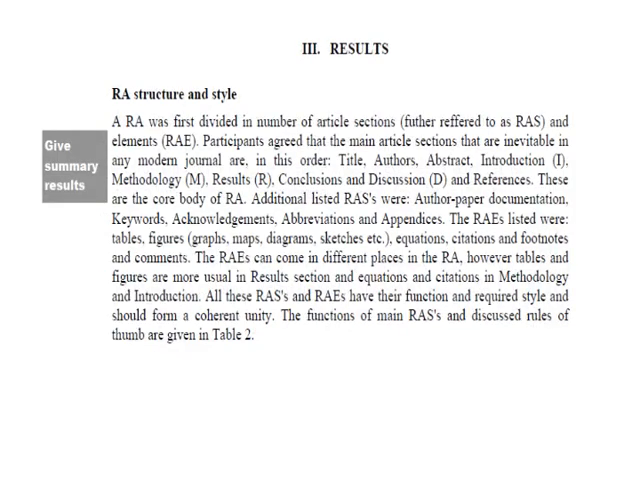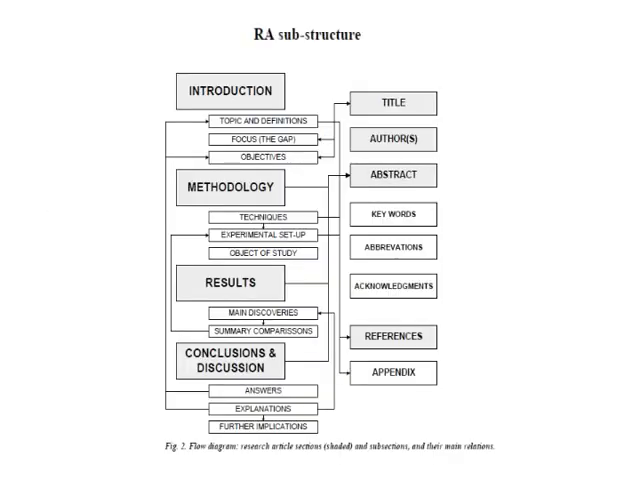Number 3 is results. Give a summary of results, which means research article structure and styles. In Figure 2, the flow diagram shows the research article sections, shaded, and subsections, and their main relations.